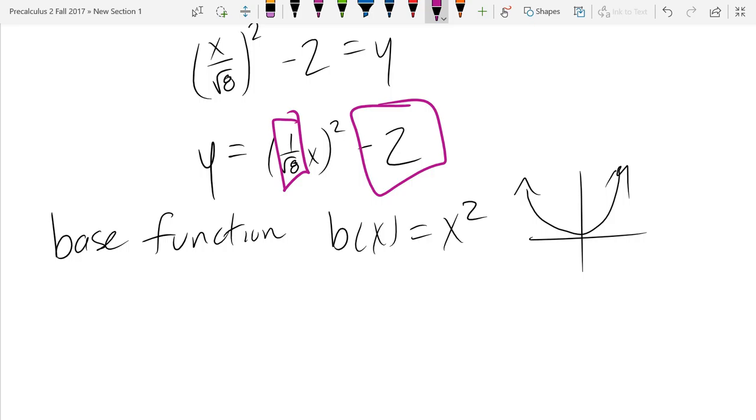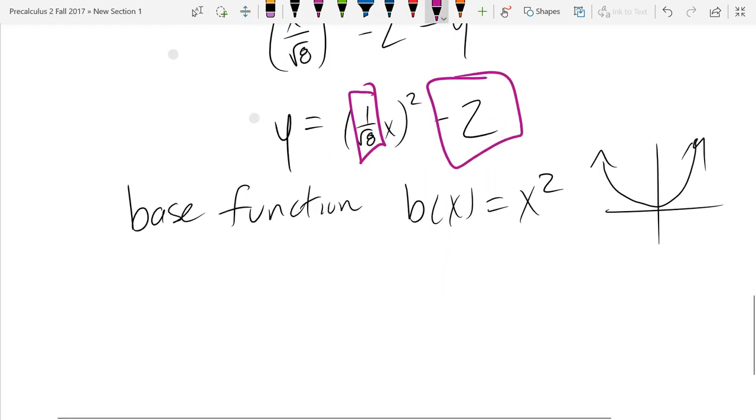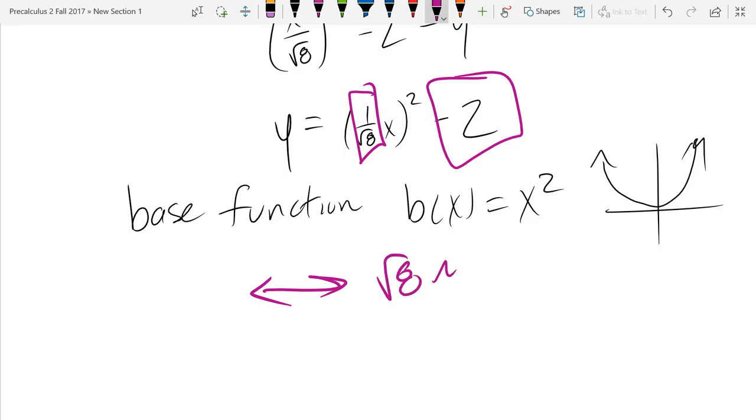It's between, let's see, it's a little bit smaller than 3. Square root 9 would be 3. So it's a stretch that's a little bit smaller than 3. So if I write the 2 down, we're going to stretch by square root 8, which is very close to 3. And then we're going to shift down 2.